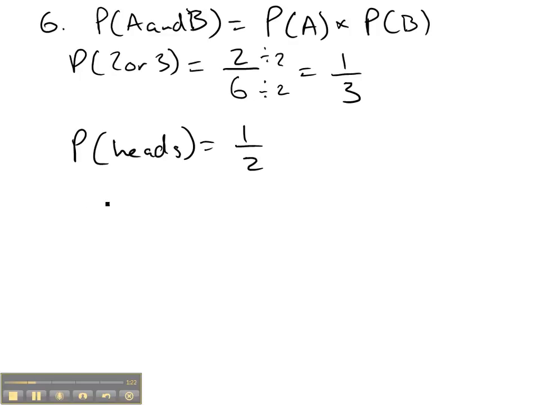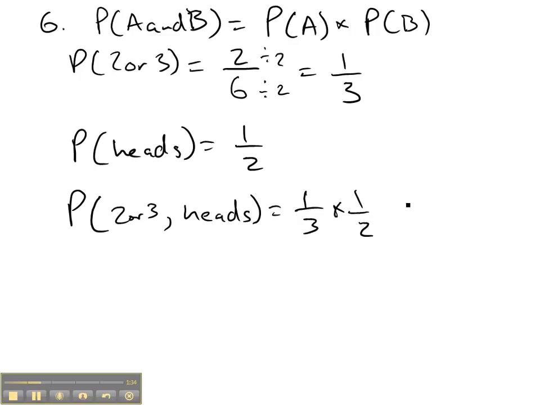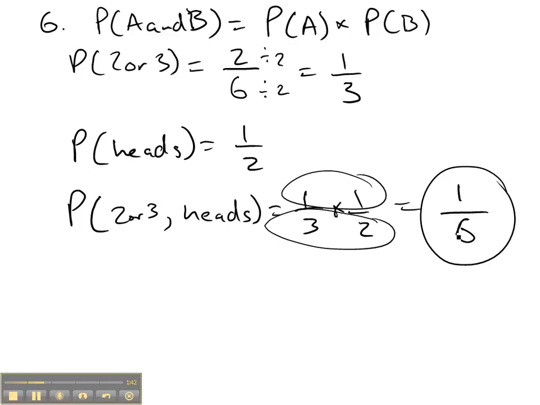So the probability of both of those events occurring, getting a 2 or 3 on the dice, and then flipping heads on the dime, would equal 1/3 times 1/2, and top times top, bottom times bottom, we get 1 times 1 is 1, 3 times 2 is 6, so 1/6 or 1 out of 6.